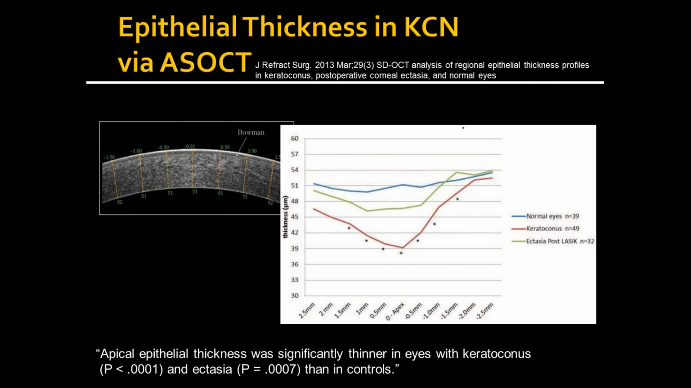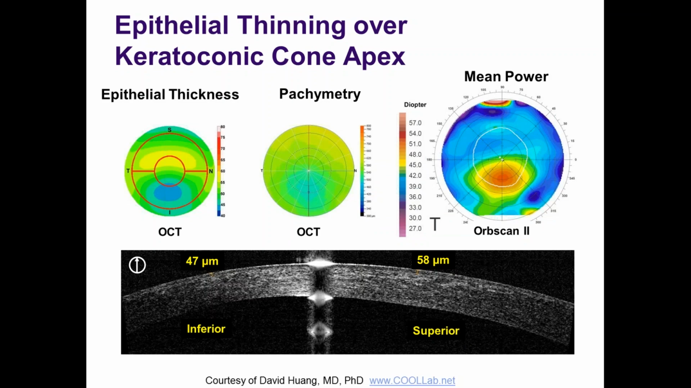Now the question really becomes, is this, and we believe that it is, an early indicator that may occur even before global thickness changes in the cornea? So we can see here an example that if you look at the overall global pachymetry, it's not really showing a lot.